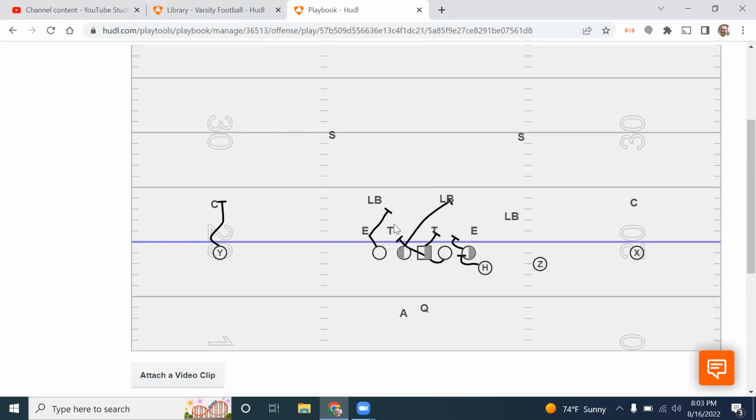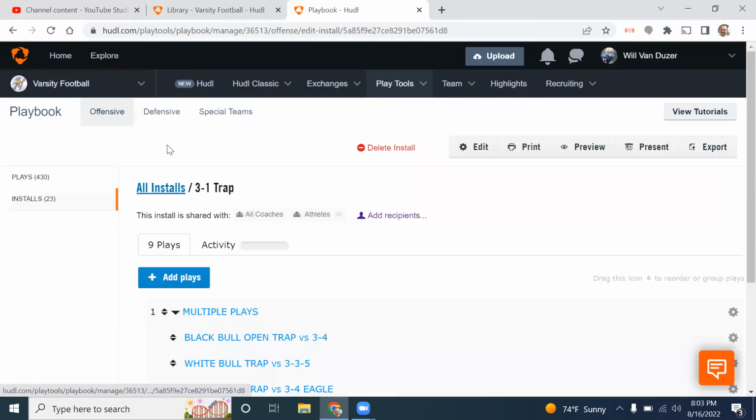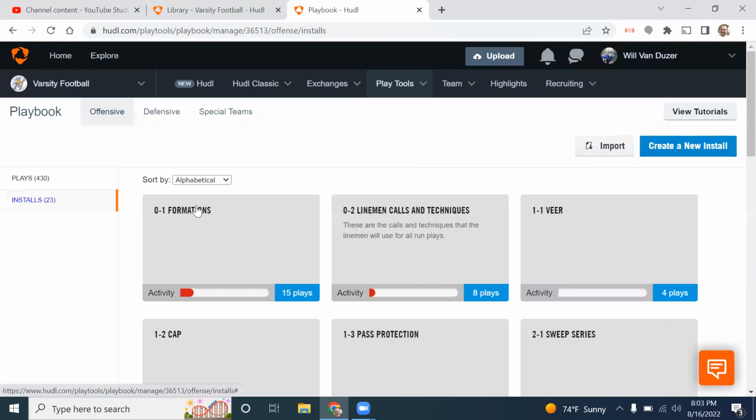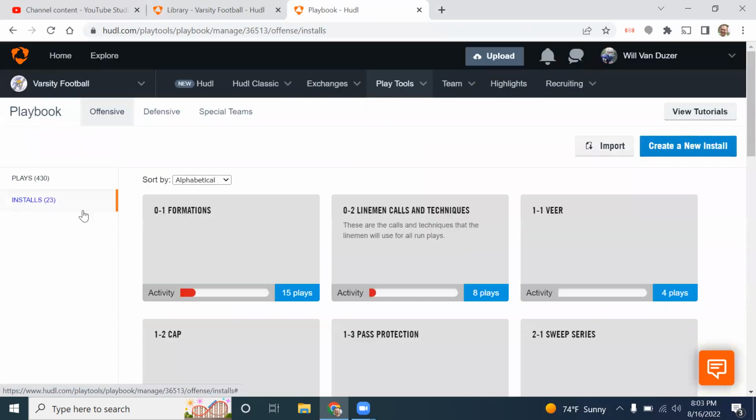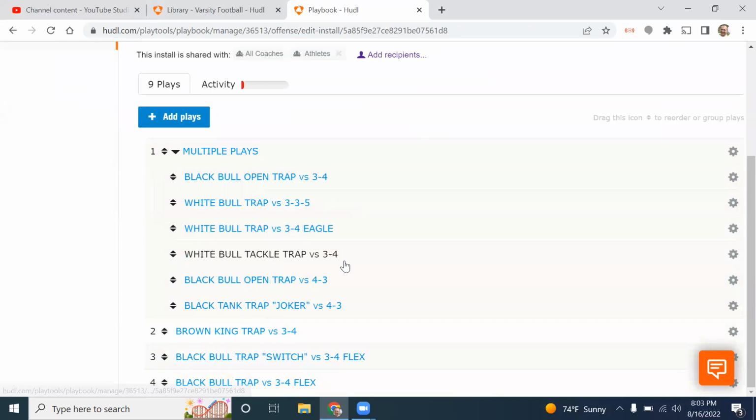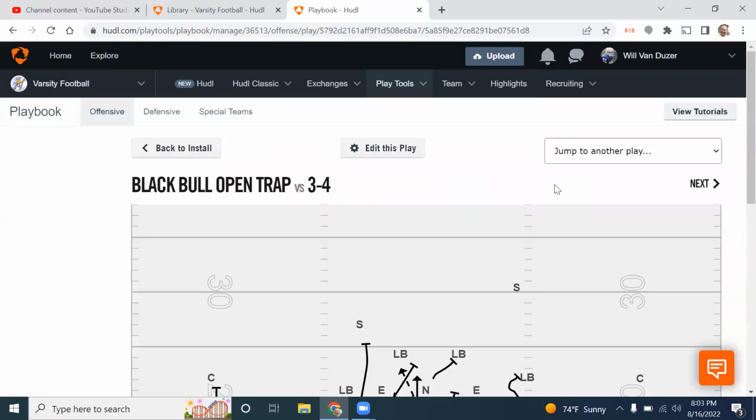We do have a call, which is a cat call, which I thought I had in our lineman technique here. Sure enough, I don't. Let me go back to trap. Maybe I have it in trap. No, I don't. I'll just talk about it here.